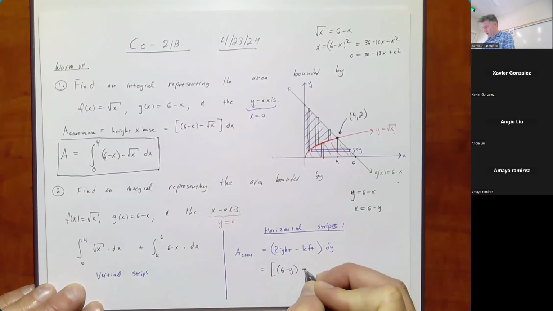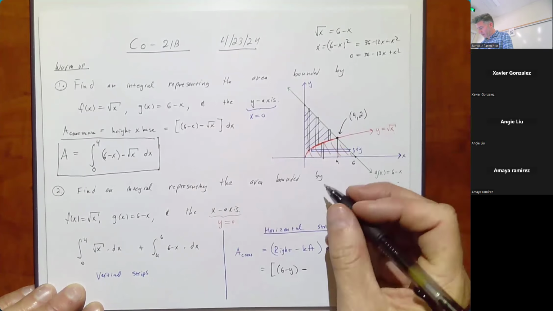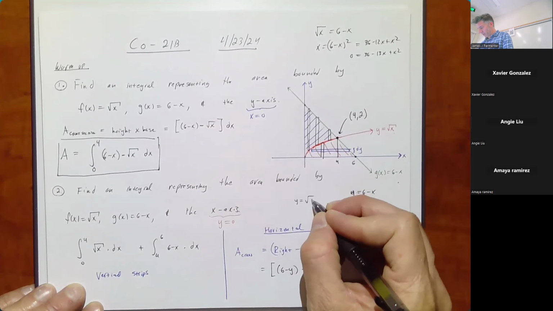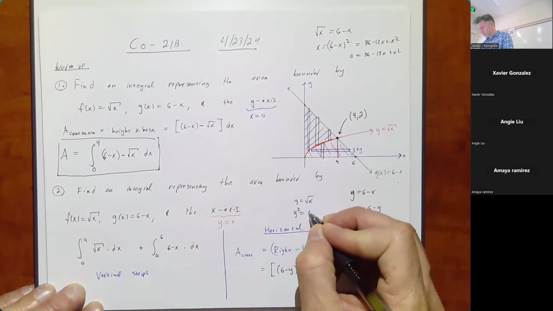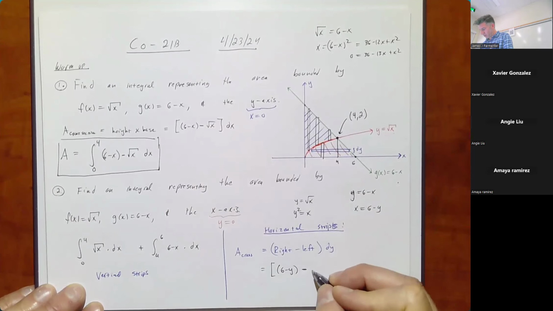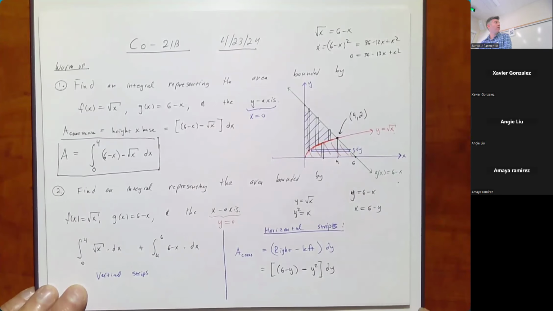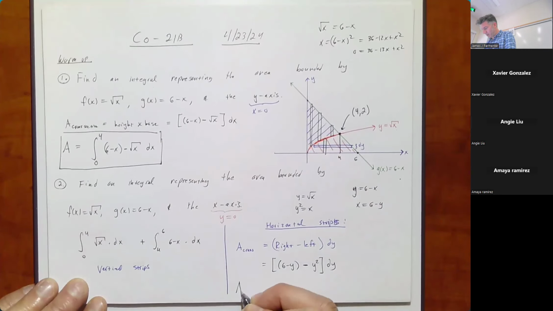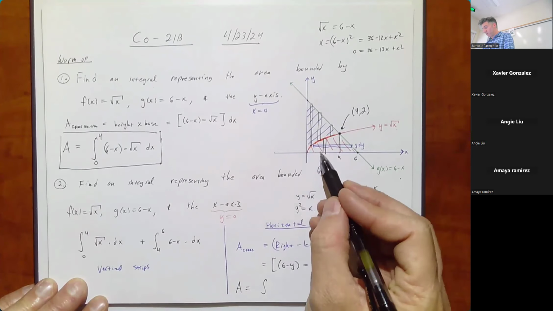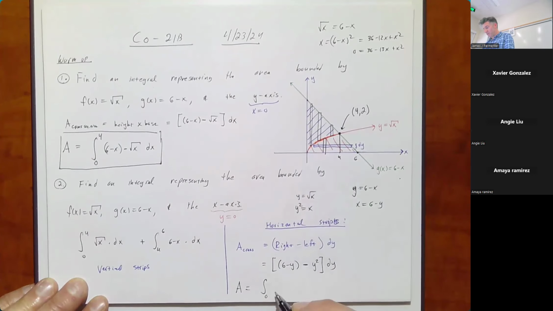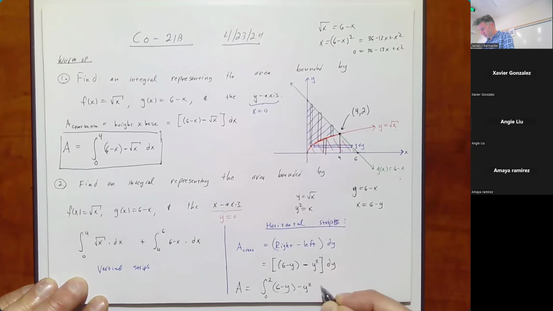And then our left function, well, our left function was y equals square root of x. If we solve for x, we're going to get y squared equal to x. So our left function is going to be x equal to y squared. So that's the area of our rectangle or our cross section. And then the total area is going to be the integral from as low as y equals 0 to as high as y equals 2 of 6 minus y squared dy.